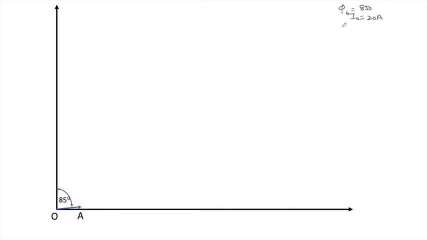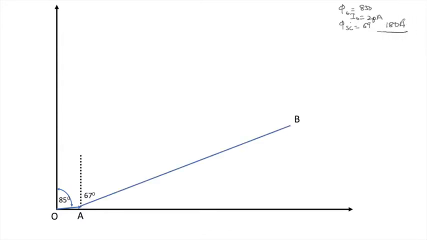From the blocked rotor test, we got phi SC equal to 69 degrees and the maximum current at the rated voltage equal to 180 amperes. We have to draw the short circuit current, the maximum current which the motor can take under short circuit at the rated voltage, that will be AB. With the scale of 1 centimeter equal to 10 amperes, 180 amperes means we take AB equal to 18 centimeters.